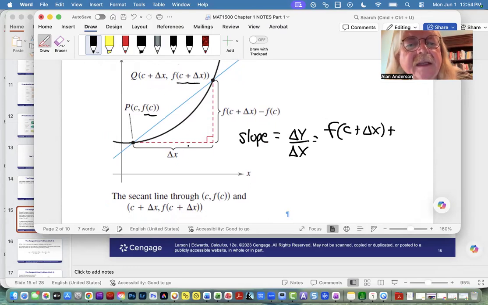Delta x, by the way, is just meant to represent the difference between x1 and x2. Okay, so then we have f of c plus delta x, and then from that we subtract, actually, I started to draw the wrong thing here. We subtract f of c.